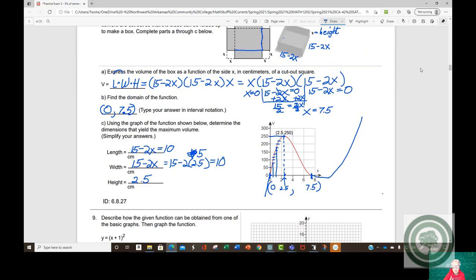So in real life, the domain shows you what dimensions your box needs to be. That is at least what the x needs to be in order for the box to exist at all. Do you have any questions about this?